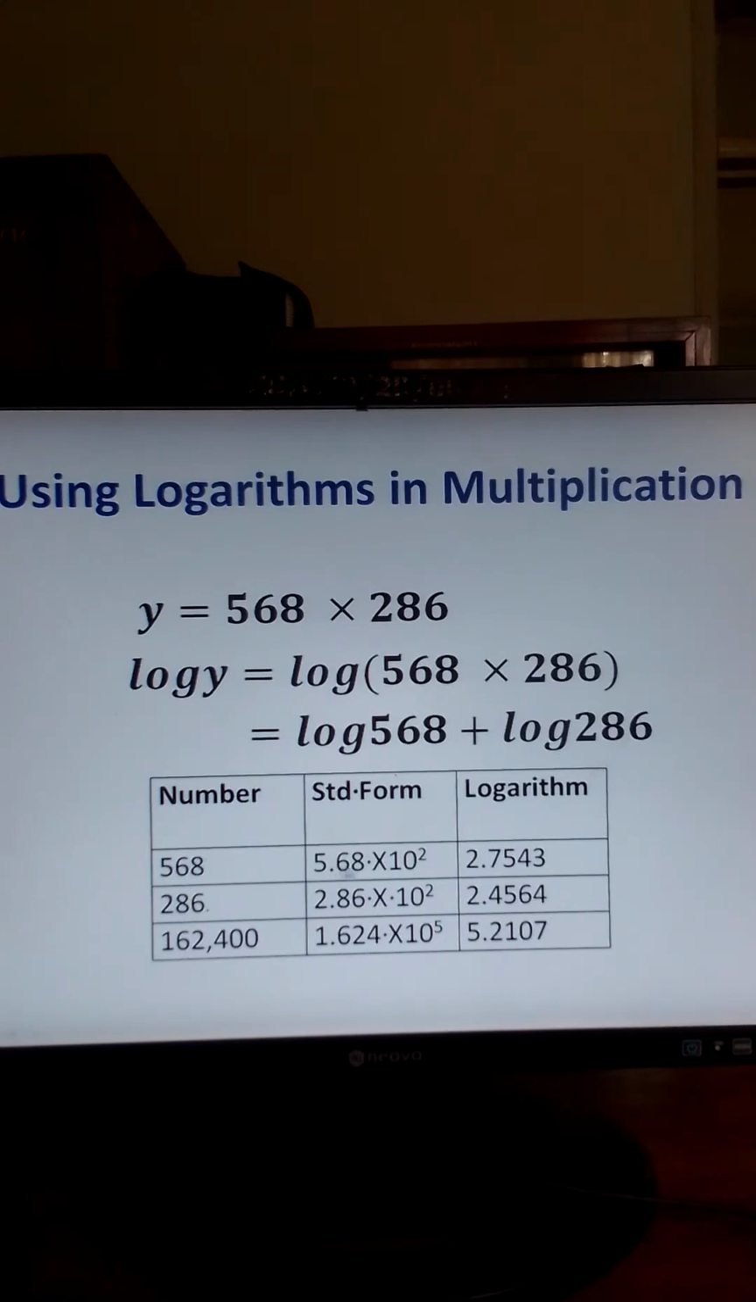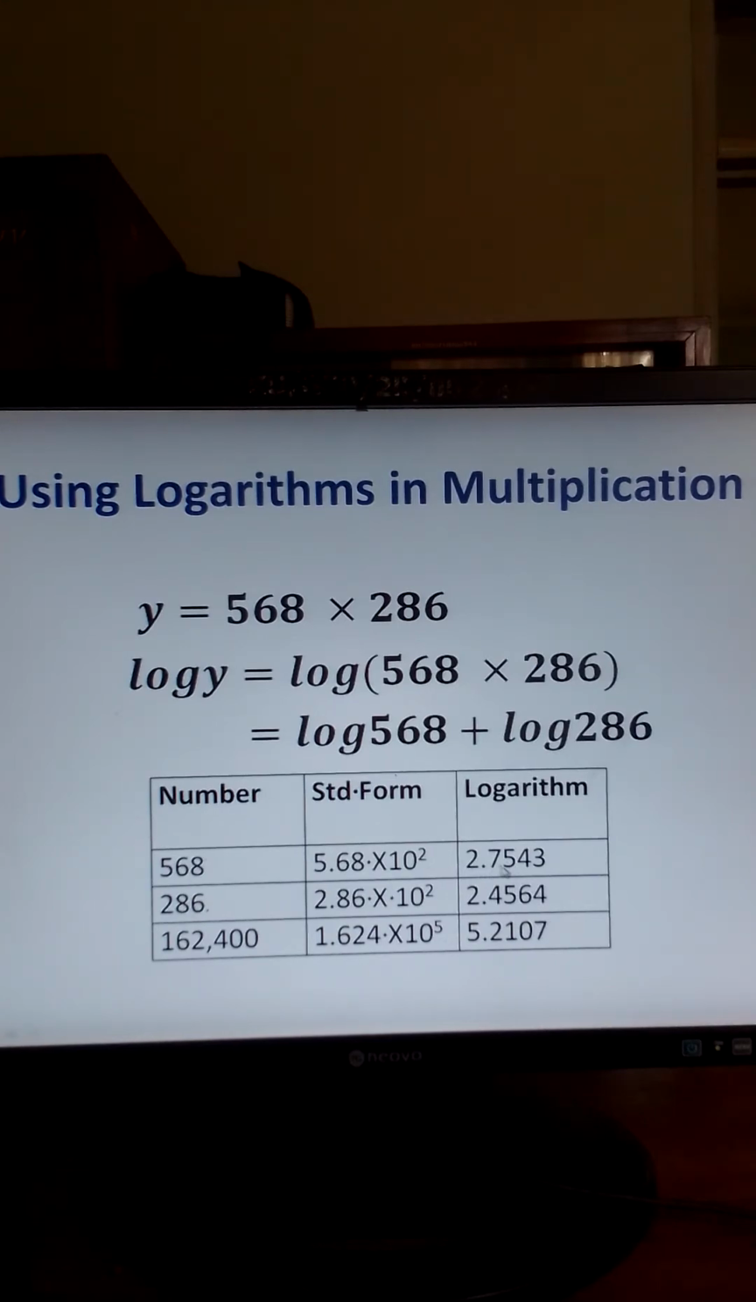So the logarithm of this number is this 10 raised to 2, we write here 2 point. It's called the characteristic, and this the mantissa. So we check from tables the logarithm of 5.68, and it is 0.7543. Now 2.86 times 10 raised to 2, it is this power right here, 2 point. Then we check the logarithm of this number from tables, which is 0.4564. So these are the logarithms for these numbers.